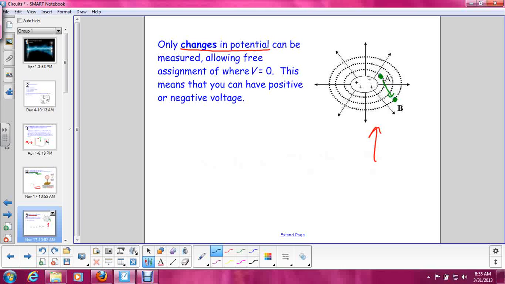However, if we ignore this part and just say, okay, let's find out the potential of the charge at point A, we cannot do that because there hasn't been a change in potential yet. So if we want to find the potential between points A and B, we take the final potential, which in this case is point B, and we subtract the initial potential. Remember, the change in anything is always final minus initial.